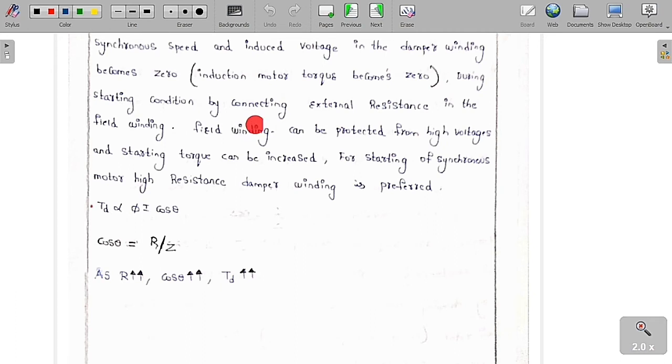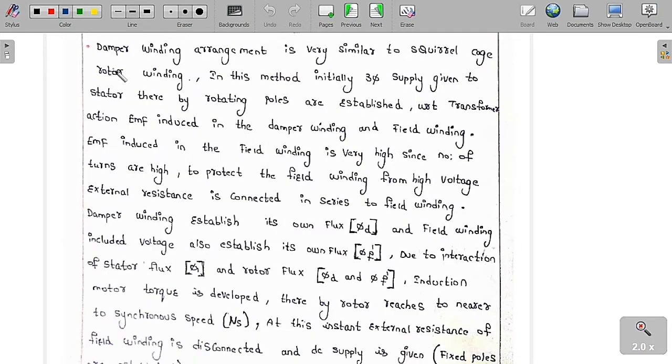During starting condition, by connecting external resistance, the field winding can be protected from high voltages and the starting torque can be increased. For starting of a synchronous motor, a high resistance damper winding is preferred. Therefore, TD is directly proportional to phi into I into cos theta, and cos theta is equal to R by Z. As R increases, cos theta increases, so TD increases. So basically it is telling that the damper winding arrangement is very similar to a squirrel cage rotor winding.